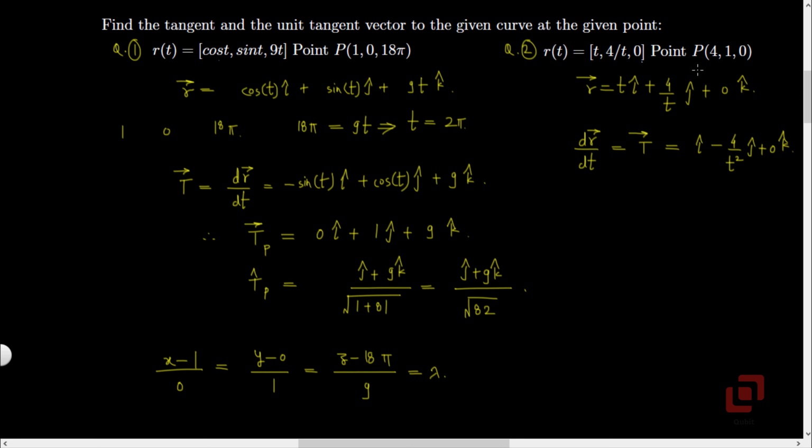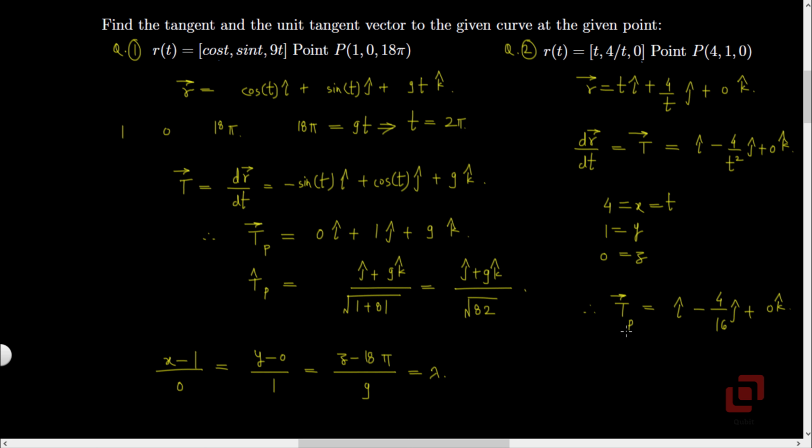Having obtained the tangent vector, let's now go to the coordinates of the given point P, which are 4, 1 and 0. So again, this is a planar curve lying in the xy plane. To find the value of the parameter at this point P, we will make use of the x coordinate, which is equal to t. So t is 4. Therefore, t bar at point P will be i cap minus 4 upon 16 j cap plus 0 k cap.